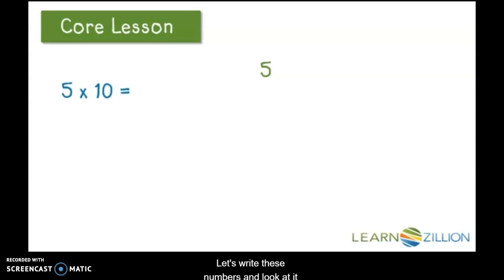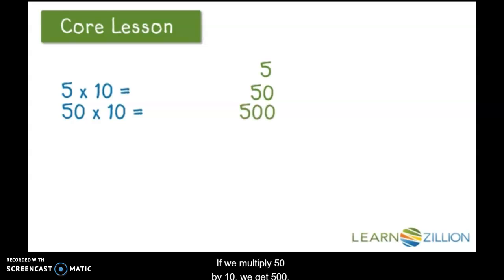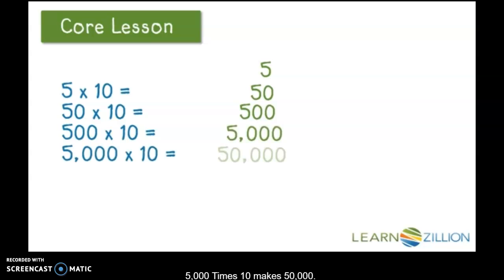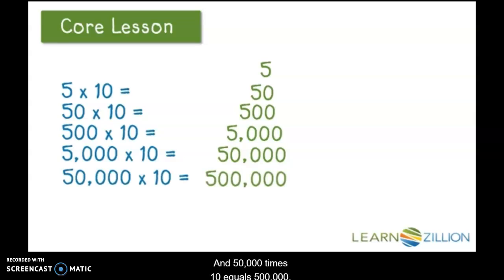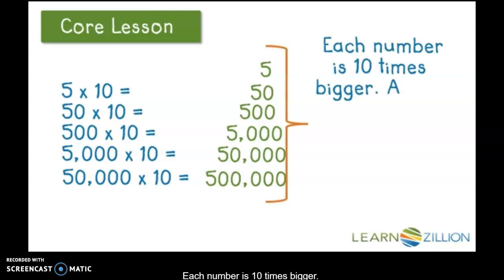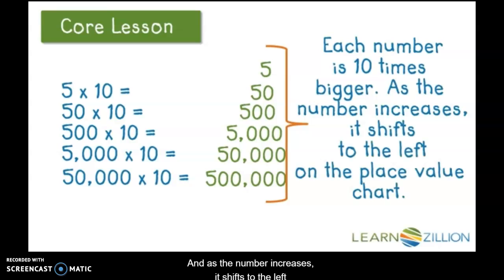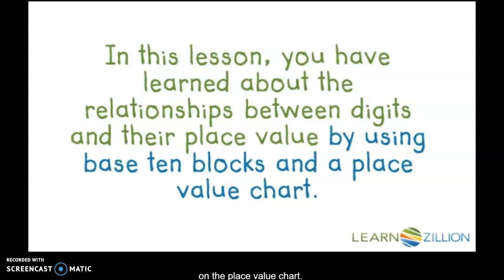Let's write these numbers and look at it in a different format. If we have a 5 and we multiply by 10, we get 50. If we multiply 50 by 10, we get 500. 500 by 10, we get 5,000. 5,000 times 10 makes 50,000. And 50,000 times 10 equals 500,000. Each number is 10 times bigger, and as the number increases, it shifts to the left on the place value chart.